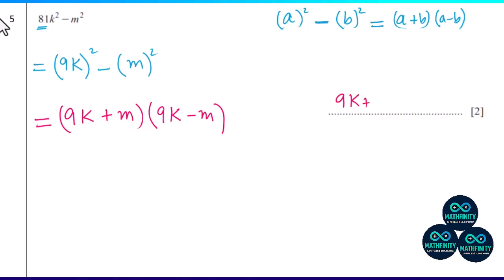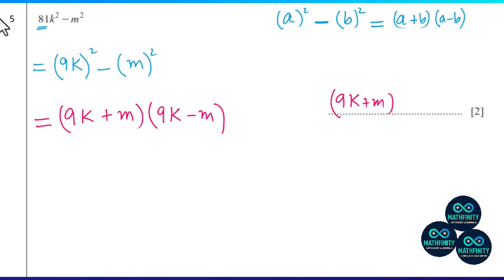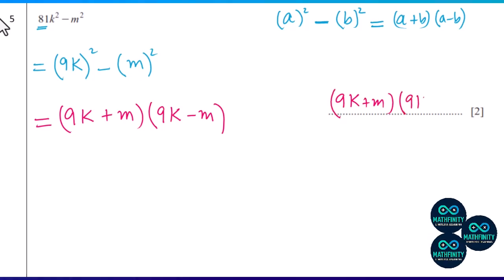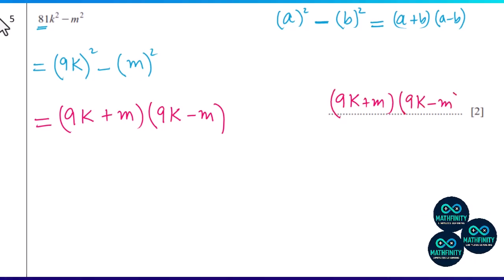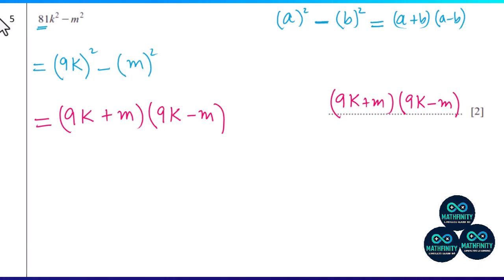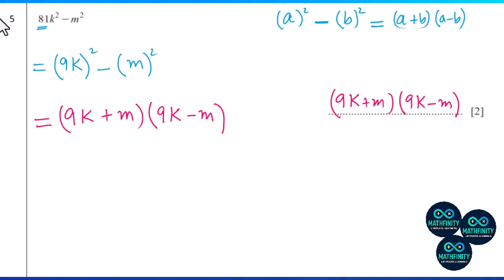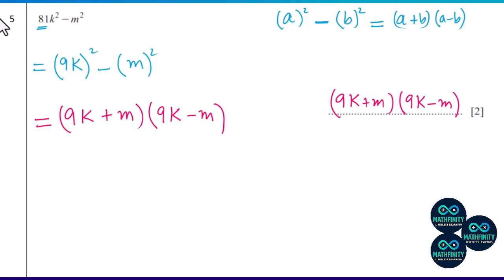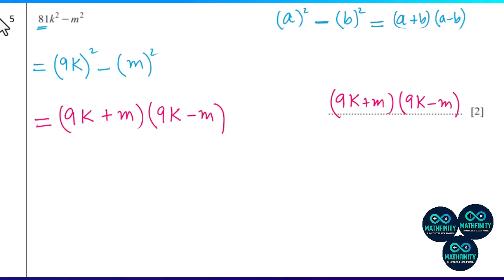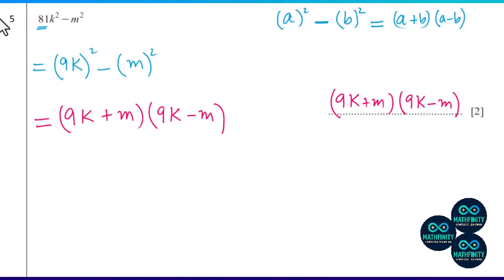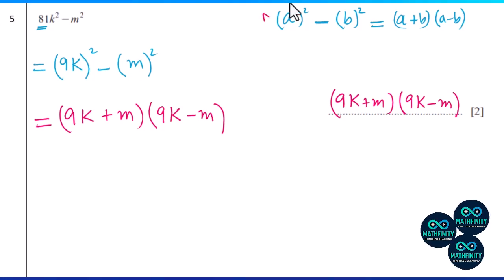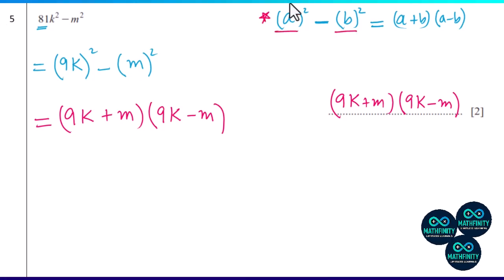9k plus m and 9k minus m. Hopefully you understand. Please take care while taking the common. First check properly whether a number is common or a variable is common. First always think what is common between them. If there is no common, then you have to try to complete these squares.